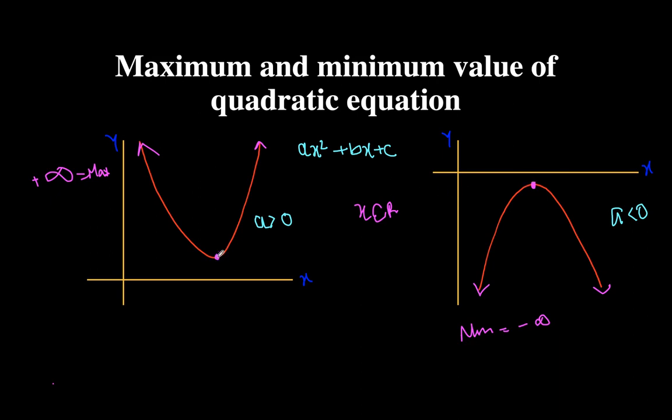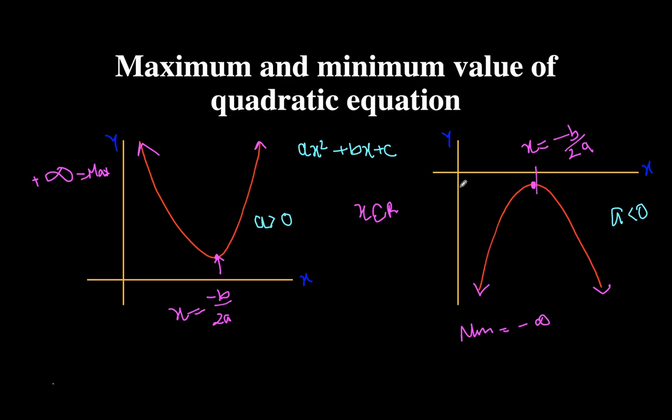Now this vertex, you have to remember that it always occurs at x is equal to minus b upon 2a, and we will do a lot of questions based on that. So for the moment you can keep in mind that at x is equal to minus b upon 2a, there is a vertex of a quadratic expression.